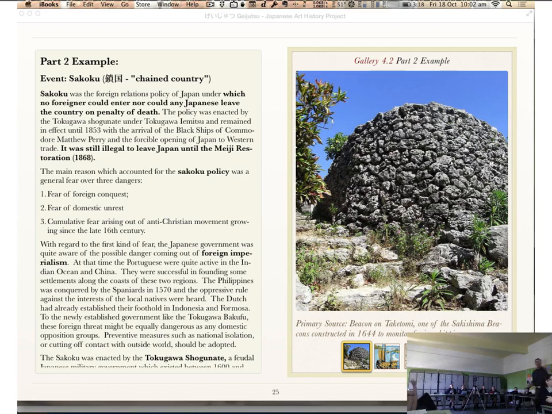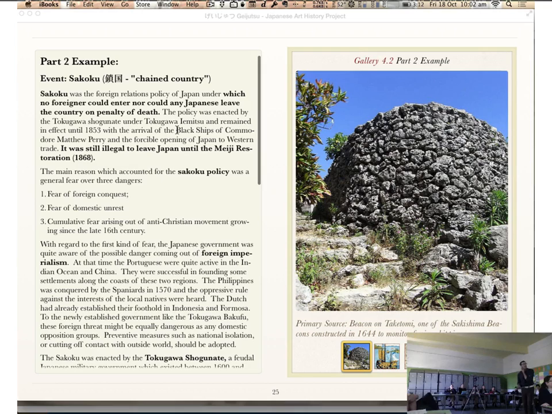I'm giving you a detailed example of what part two is about. So what I've used is a pretty cool event that happened, okay? It's called, see if I get it right, I'm really bad at my pronunciation, Sakoku, all right? Basically what it means is "closed country."